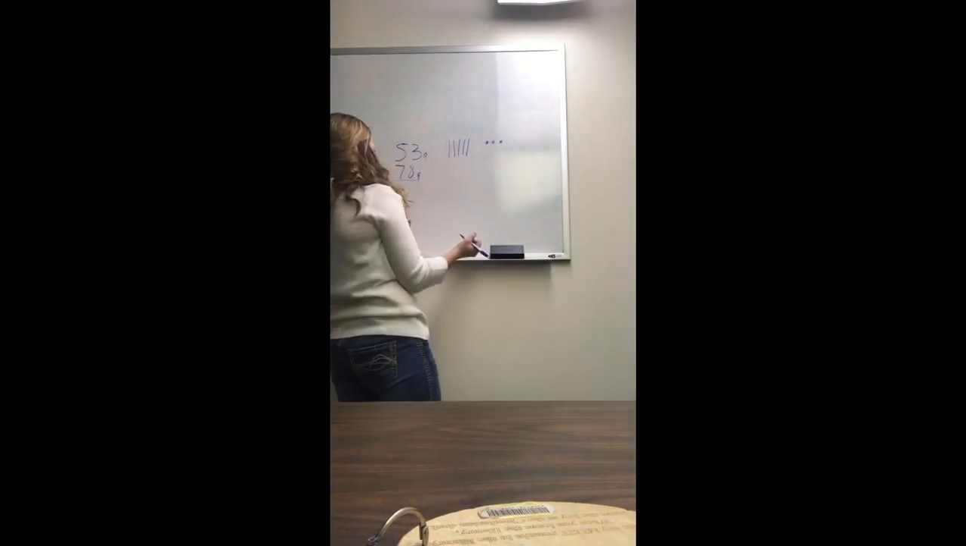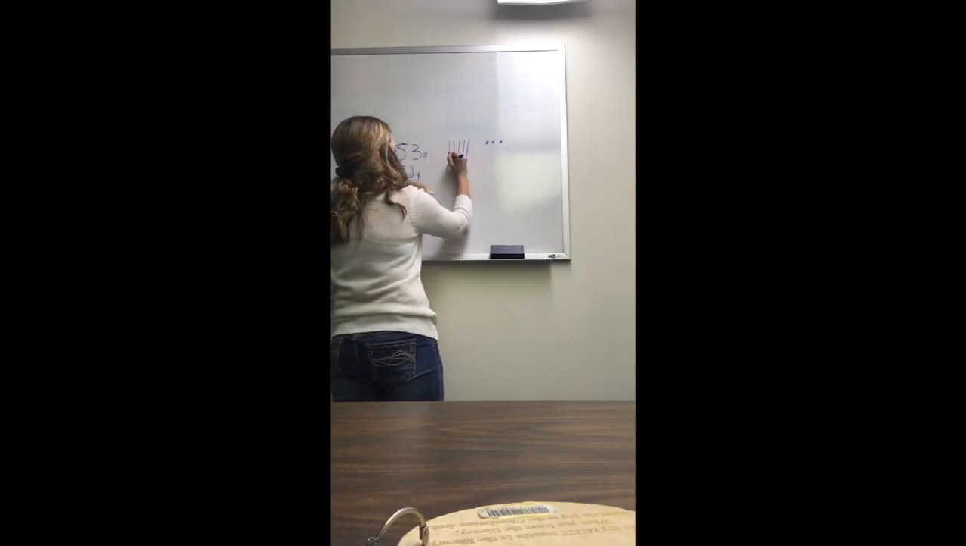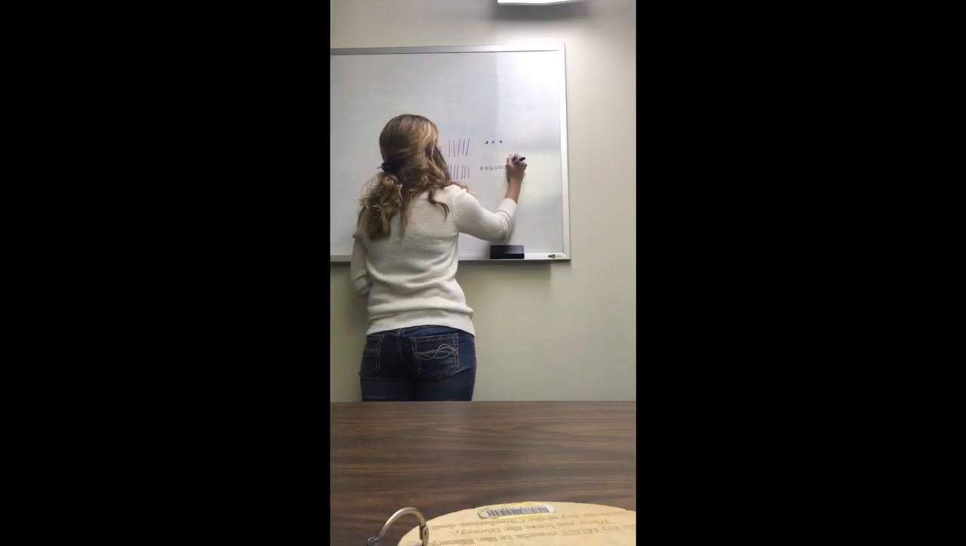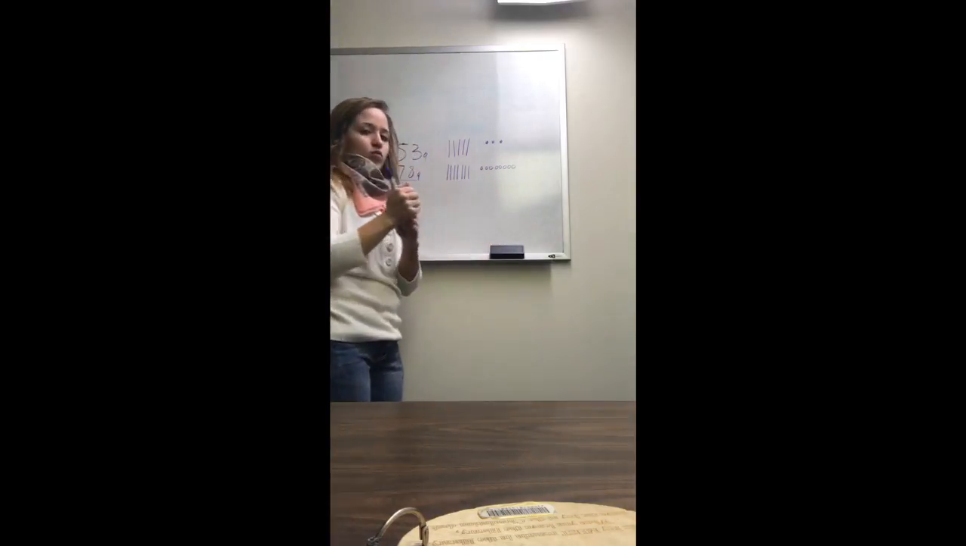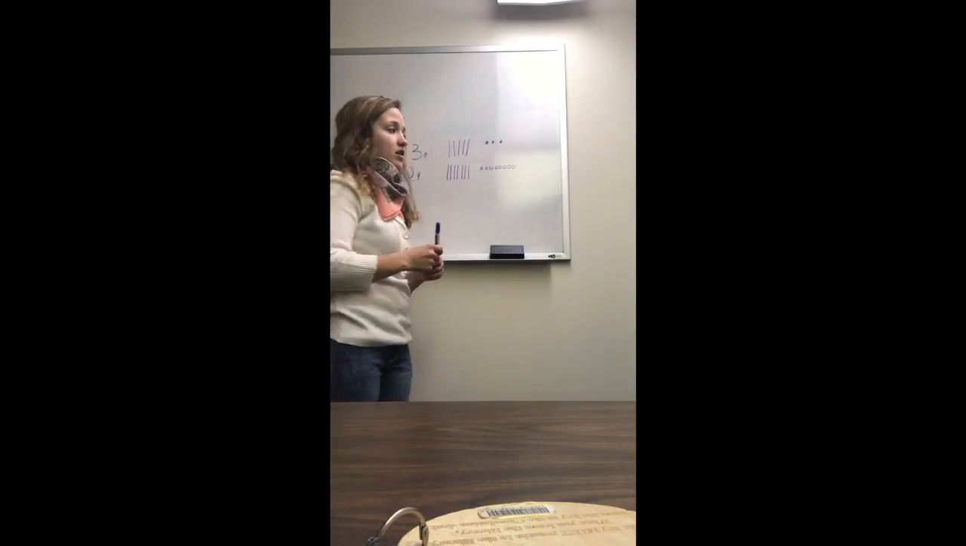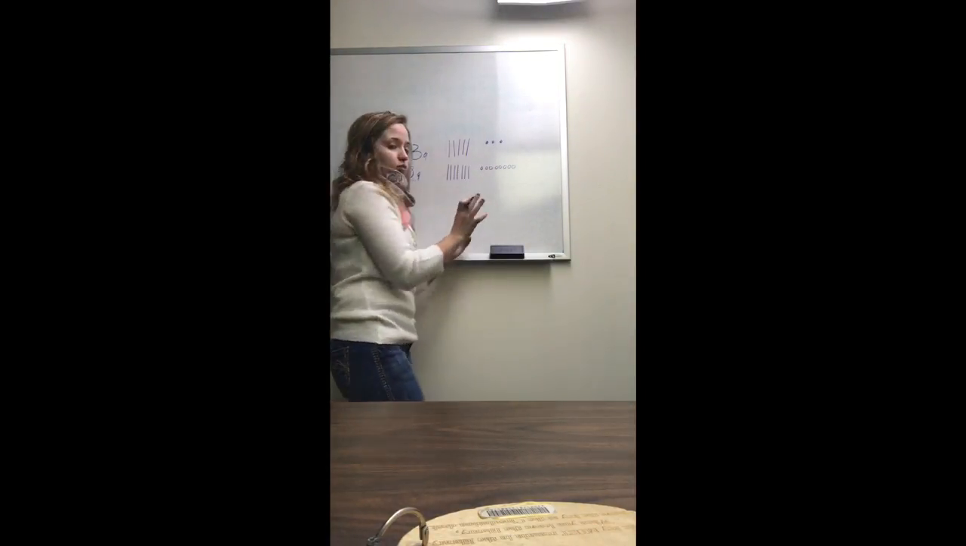Second one we're going to draw out is 78. So we're going to have 7 rods and 8 units. So we're not in base 10, we want to remember we're in base 9. So we're only going to go to the 9th unit. So we're going to regroup these.